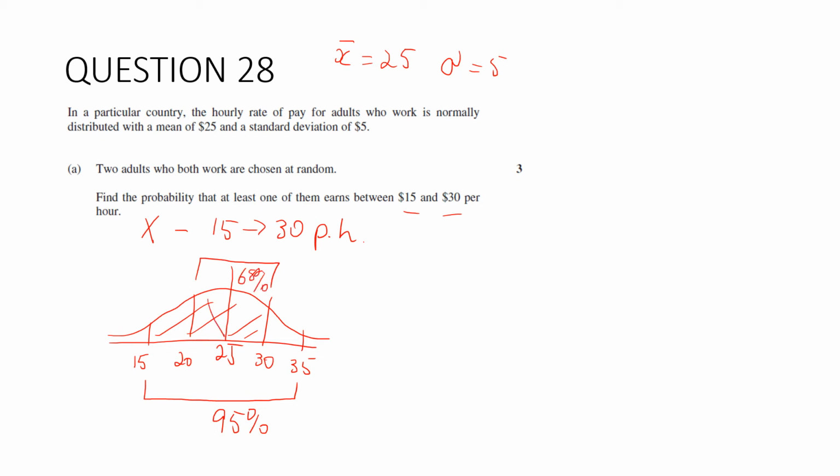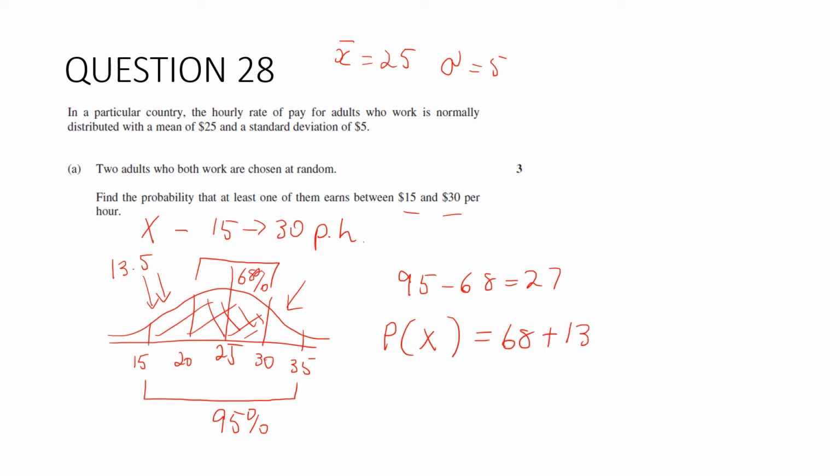All right, so we know this part, that's 68. We need to work out that bit. That bit and this bit will be 95 take 68, which is 27. And because it's symmetrical, this part then must be 13.5. So the probability of X is going to be 68% plus 13.5%, which is 81.5%. And I know that I'm going to need the complementary event, so I'm just going to do that now. 1 take away 81.5%, which is 18.5%.